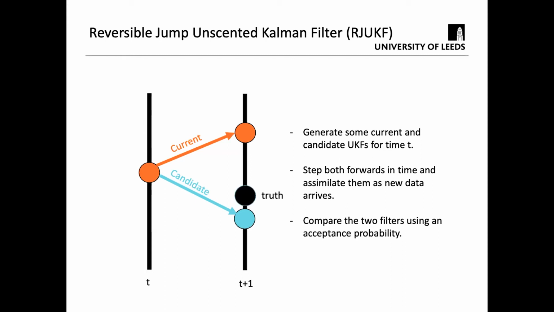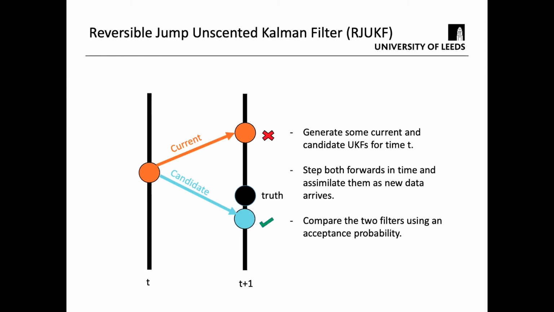So we step both of these filters forwards in time, and when some new observations come in, we assimilate them both as normal, but we also perform what's called an additional reversible jump step. The idea here is to compare the current and candidate UKFs. We want to say which one fits the data better. To do this, we use an acceptance probability borrowed from reversible jump Markov chain Monte Carlo. The idea is essentially to calculate a ratio of likelihoods that determines which is better.